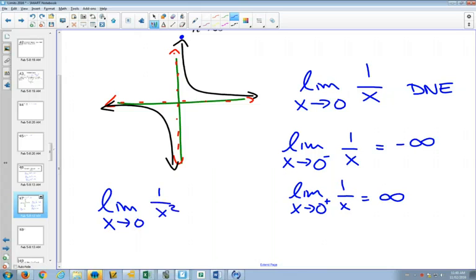That would be a 1 over x squared graph. Your 1 over x squared graph has an asymptote here and an asymptote here. And because it looks like a volcano, sometimes we call it a volcano graph. There we go. Well, this one, if we come from the left or we come from the right, what happens? It goes to positive infinity both ways. So we could say that that limit is equal to infinity.